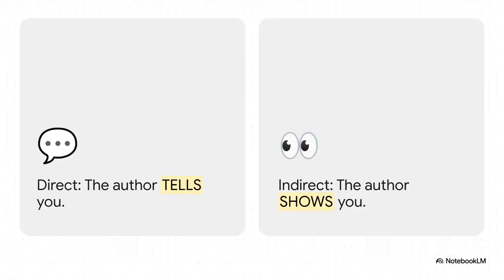Next up, character. How do we get to know them? Well, authors use two main techniques. There's direct characterization, which is when the author just straight up tells you she was brave. But honestly, the much more powerful method is indirect characterization, where the author shows you her bravery through her actions, her words, and her choices.